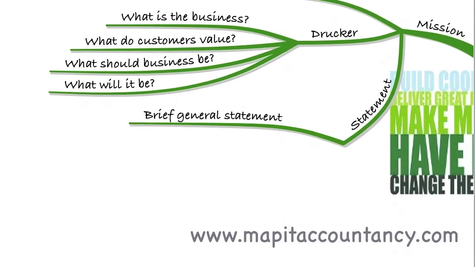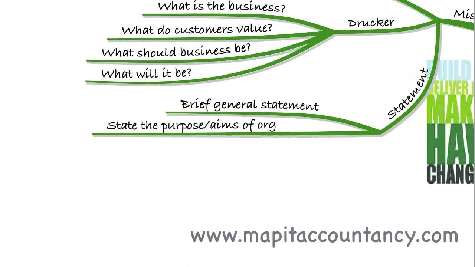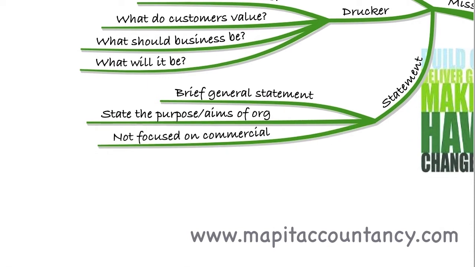Now, this is just a brief general statement, and what it will do is set the purpose or aims of the organisation. Now, it shouldn't usually be focused on commercial values. It looks at what the business is actually there for, what its reason for being is. So, for example, Google has a mission statement of to organise the world's information and to make it universally accessible and useful. So it's brief, it's to the point, it states the purpose of what Google is there to do, and it's not focused on the commercial. It doesn't mention growth, profitability, anything like that. It's saying, why are we here? What are we here to do?